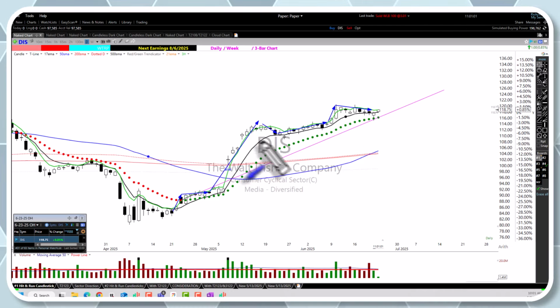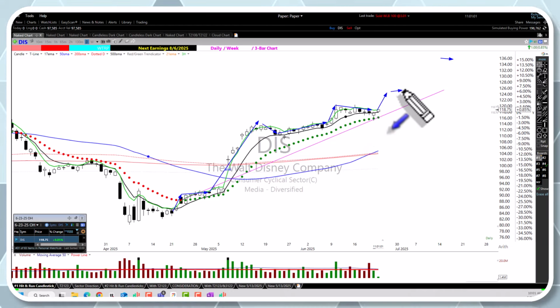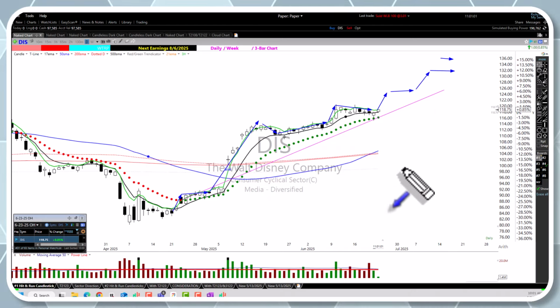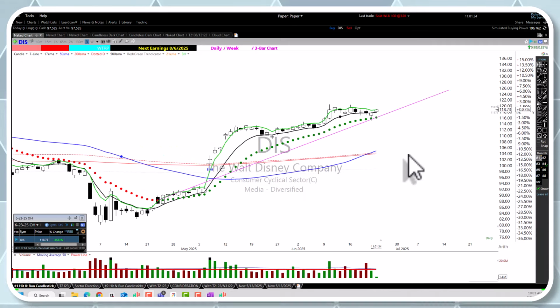So if Disney continued to do this, wouldn't it make sense that Disney's headed up here? So up, rest, up, rest. Wouldn't it make sense? Because a trend is a trend until it's no longer a trend. Now, I've got to tell everybody that there's not a soul in the world that can tell you when this trend is going to break and fall apart. Nobody can tell you that.